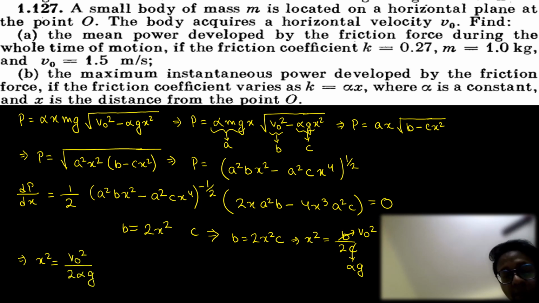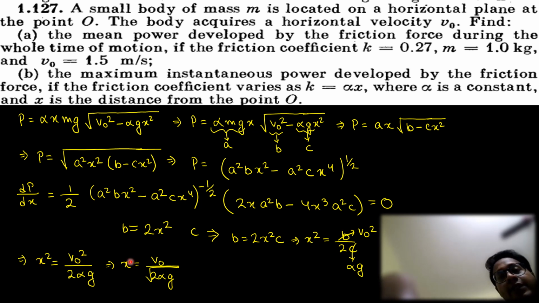So the condition for maximum power is that x square is equal to v naught square by 2 alpha g, or x is equal to v naught by under root of 2 alpha g. What will happen? Power will have the maximum value. I simply square rooted both the left hand side and the right hand side. Now all you have to do is substitute this value of x in this equation.